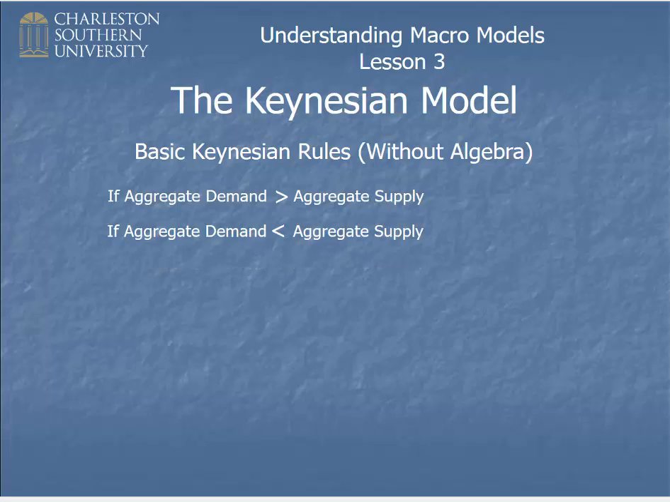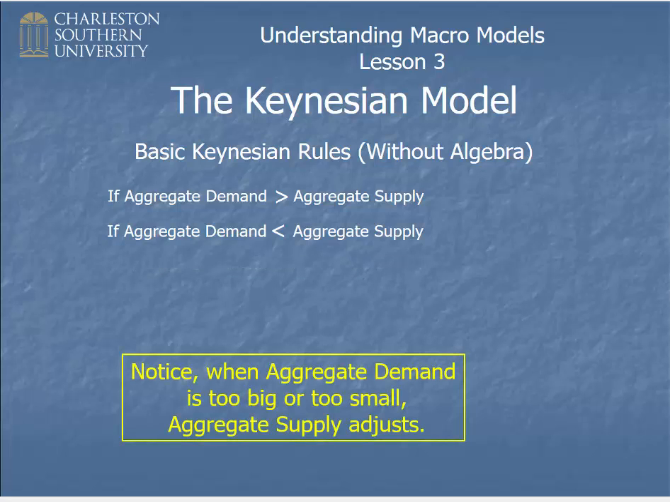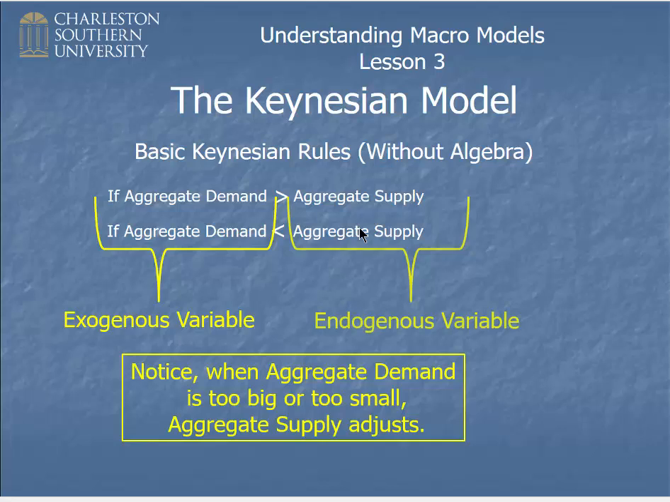Alright, now notice that whatever aggregate demand is, if it's too big or too small, doesn't matter, aggregate supply adjusts. So this is an important feature of the Keynesian model. Aggregate demand is the thing that's driving aggregate supply. So in the language of economics, we call aggregate demand the exogenous variable because it comes from outside, external, exogenous variable. And aggregate supply is the thing that follows. We call it the endogenous variable.